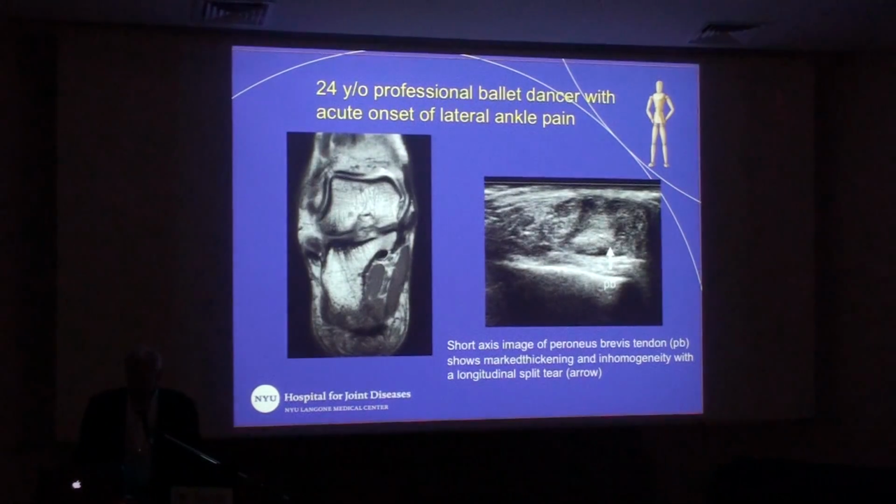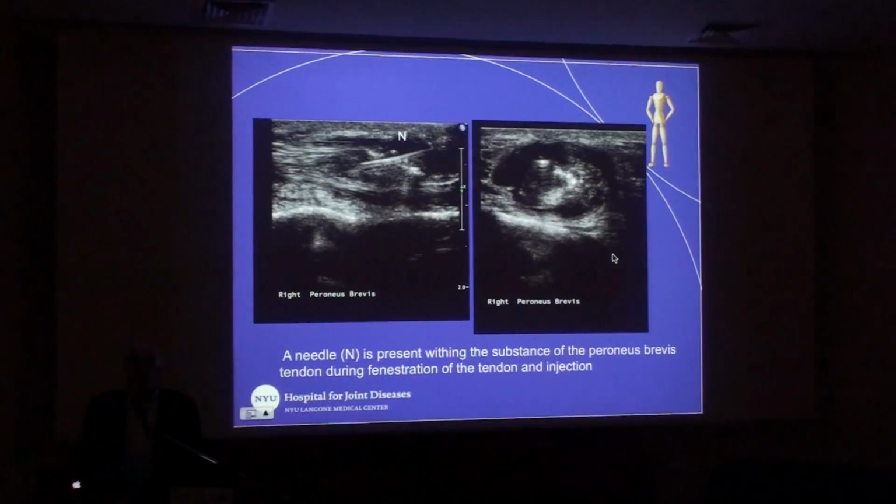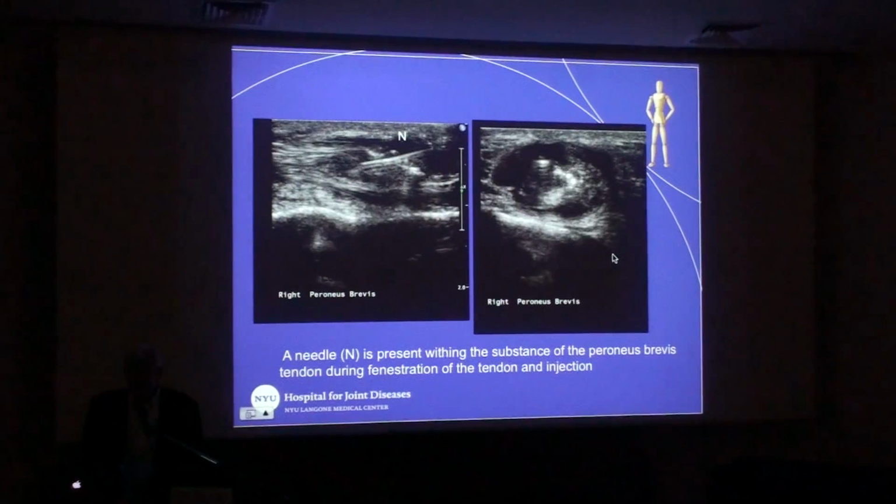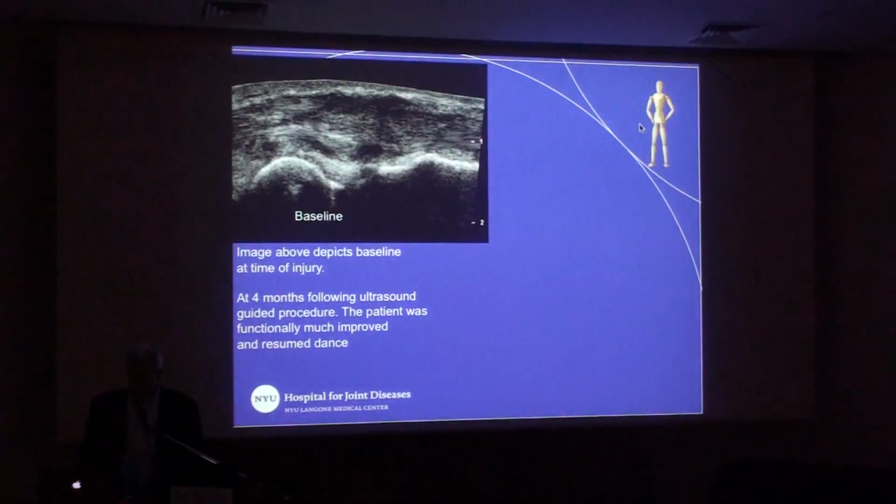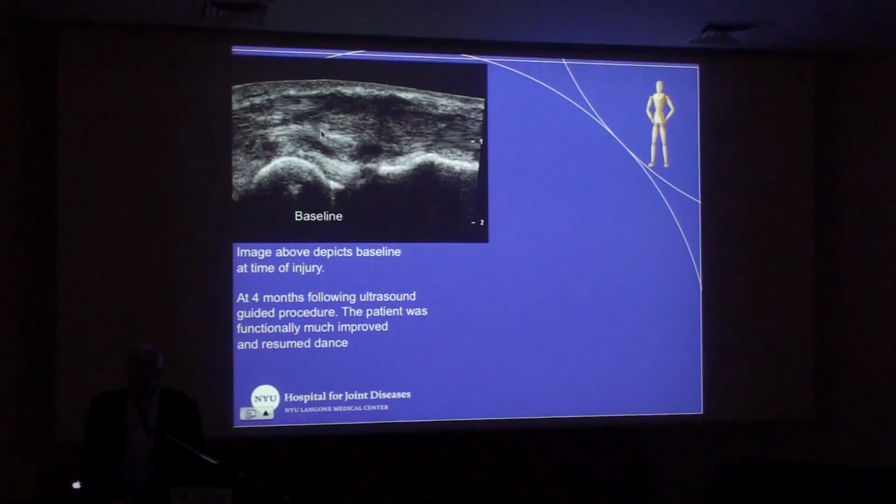This is a professional dancer, a 24-year-old professional ballet dancer with acute onset of lateral ankle pain. This is her MR. You can see her peroneus brevis and her longus over here. Her brevis is very abnormal. This is it on ultrasound. You can see it's thickened and heterogeneous with a longitudinal split tear. And here's doing a PRP on her. You see it in both long and short axis. And if you look at her follow-up, just to give you a baseline, this is her baseline image over here in long axis.